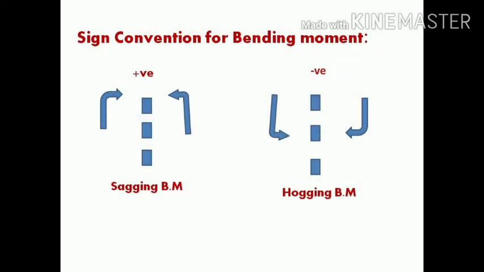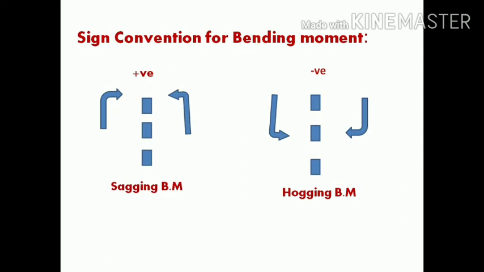Now here is the sign convention of bending moment. Take a section from here. If the moment on the left hand side of the section is clockwise and the right hand section moment is anti-clockwise, this type of moment is called positive.